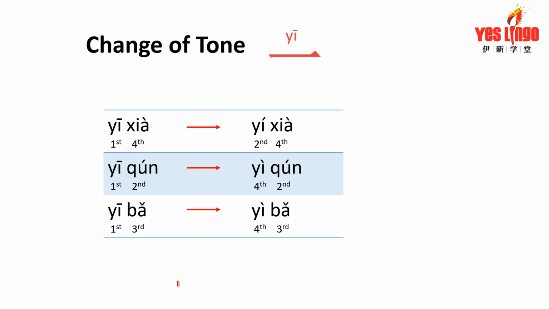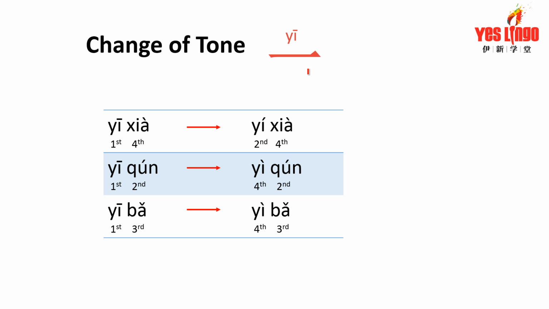When we're speaking, sometimes the tone of a word changes depending on its context. The first rule is regarding the syllable yi, which means one. Now, as you can imagine, yi is used quite often anytime we want to talk about one thing or one pair of shoes. Any type of noun in addition to one, we'll have to use this syllable, yi, so it's a very commonly used one.